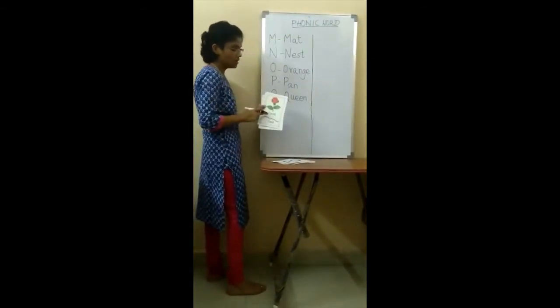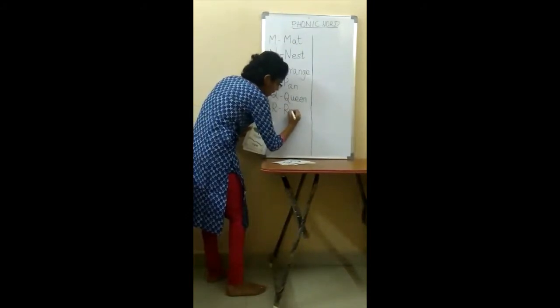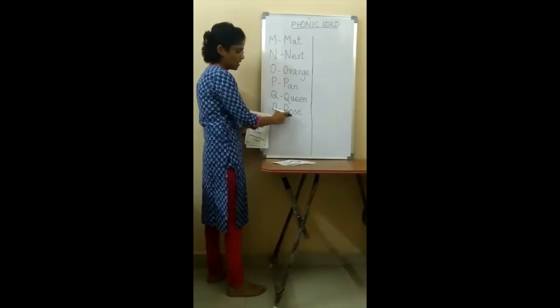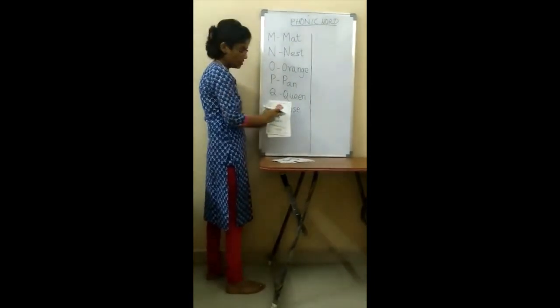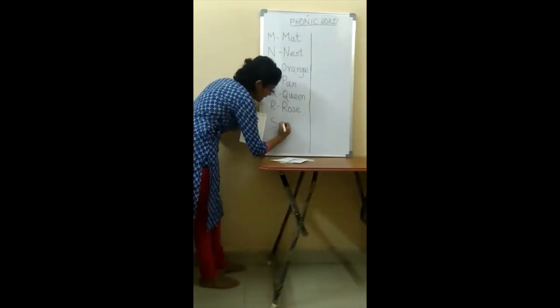What is R for? Rose. R O S E, rose. The next letter is S.